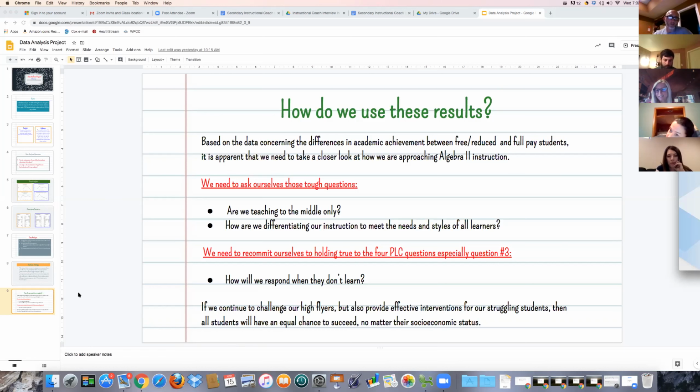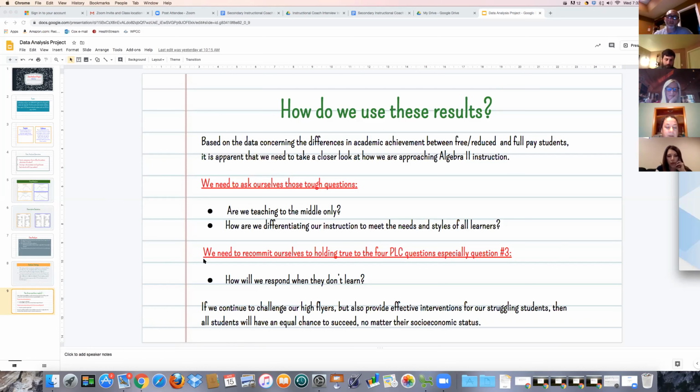And my second question is, how are we differentiating our instruction to meet the needs of all different learning styles, and all the needs of the kids? And that differentiated instruction, that's something that I will study for the rest of my life, because I think it's something that I always need help with.